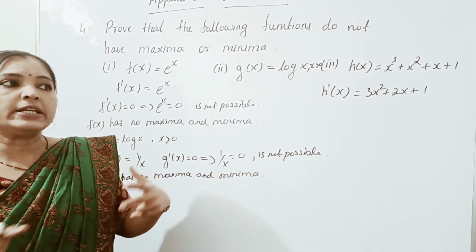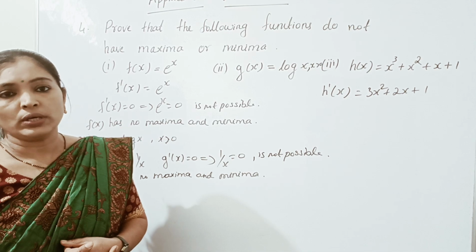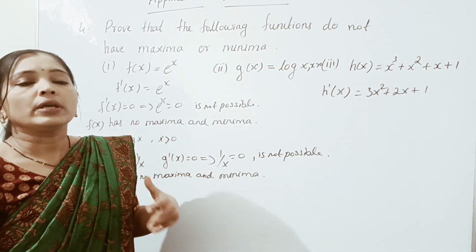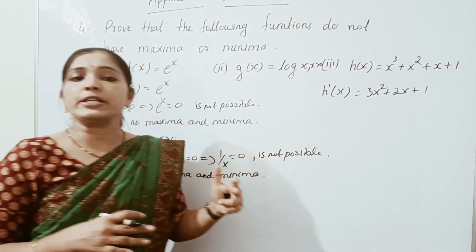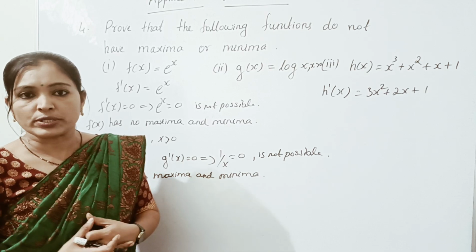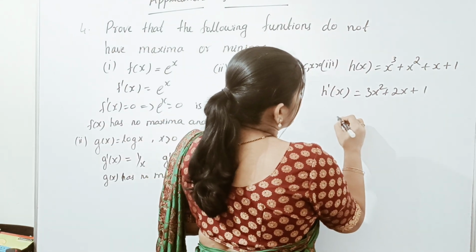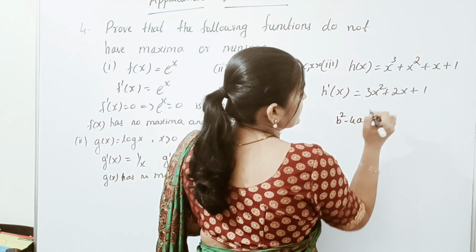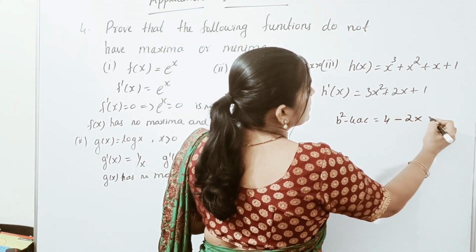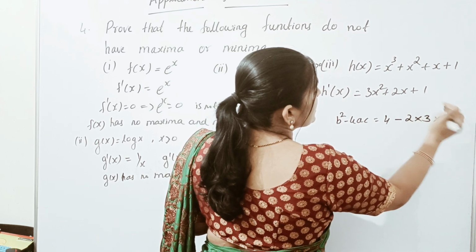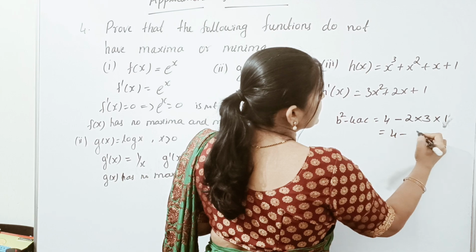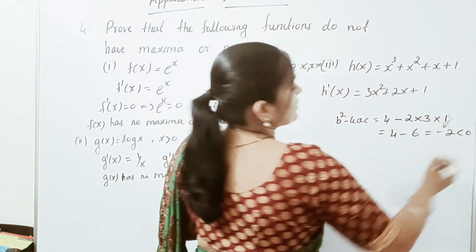We know that if the discriminant is greater than 0, then the quadratic equation has real roots, and if the discriminant is less than 0, then the quadratic function has no real roots. It will be complex roots, right? So let's check. Discriminant is nothing but b square minus 4ac. That is 4 minus 4 into 3 into 1, that is 4 minus 12, which is minus 8, less than 0.